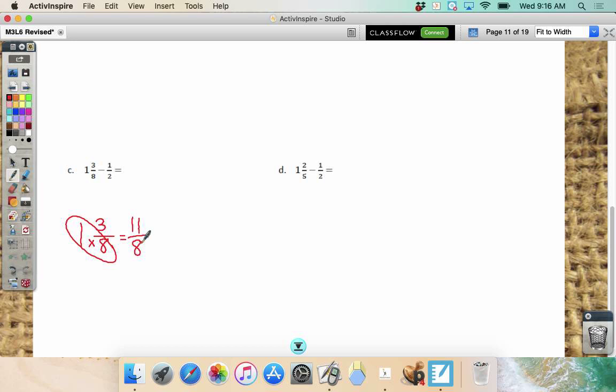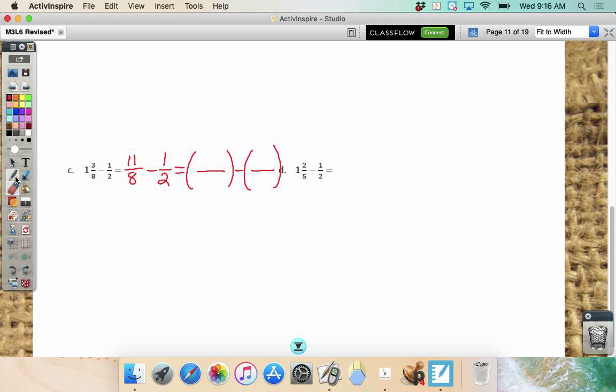Now, do we need to do that for 3/8 minus 1/2? Well, how many eighths is half? Yeah, we do. What would half be for eighths? 4. So we know this is smaller than 1/2. So we're going to do 11/8 minus 1/2. Now this is not option 1. Did you already have that figured out? Okay. Option 2.